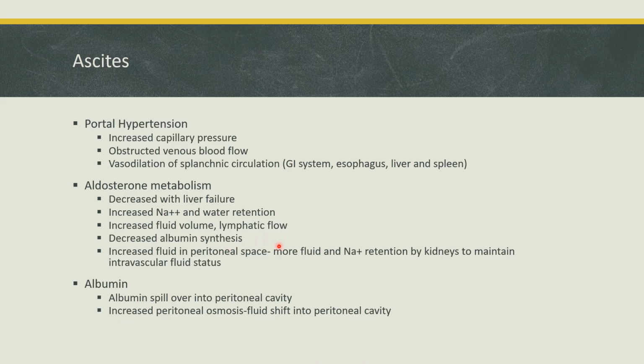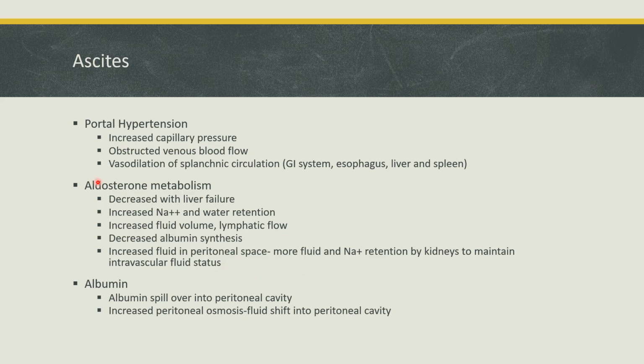We're going to have decreased albumin synthesis because our liver helps make a lot of the proteins that we need for albumin, which is just going to worsen our ability to retain that fluid within our vascular system, right? It's going to allow for more third spacing and more edema in our abdomen. And then we're just going to have increased fluid in that peritoneal space.